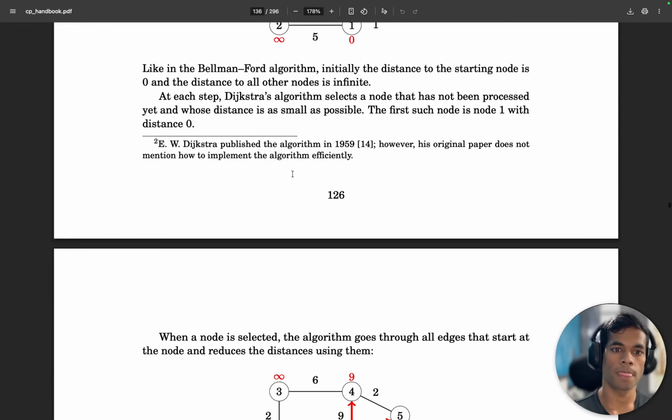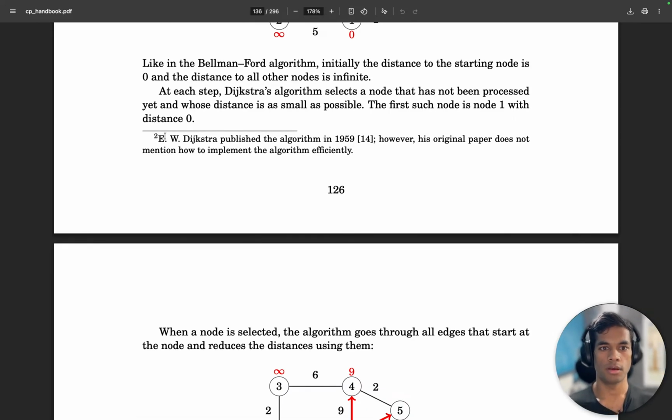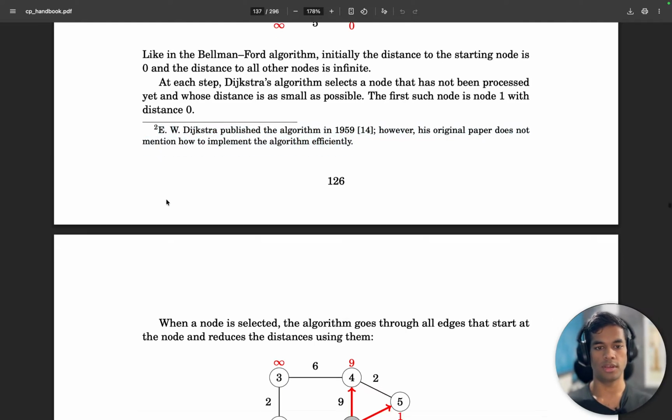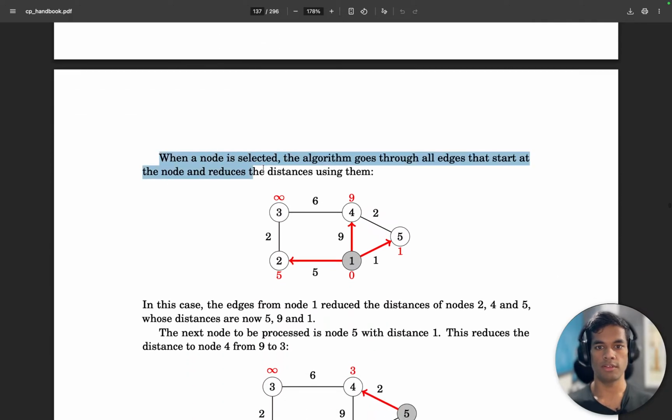E. W. Dijkstra published the algorithm in 1959. However, his original paper does not mention how to implement the algorithm efficiently. When a node is selected, the algorithm goes through all the edges that start at the node and reduces the distances using them.